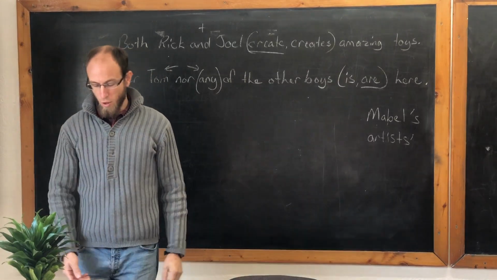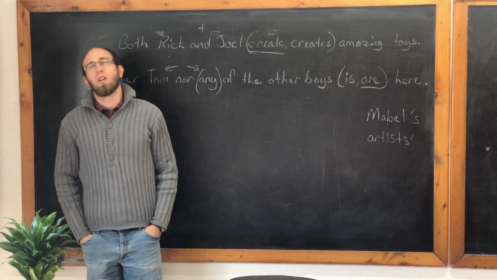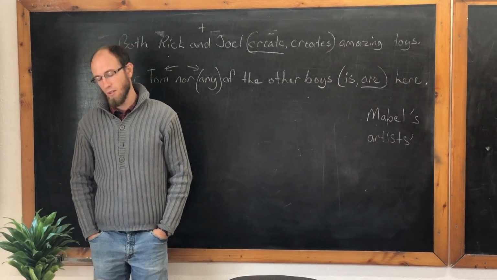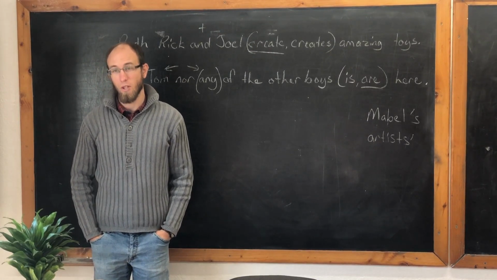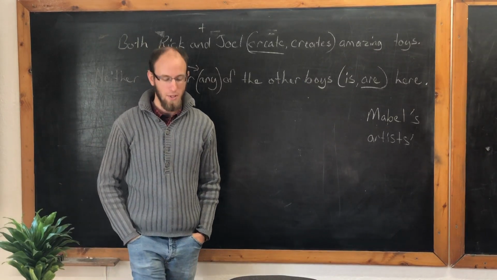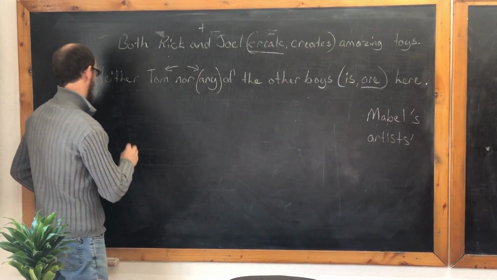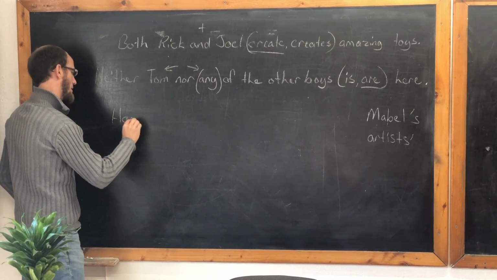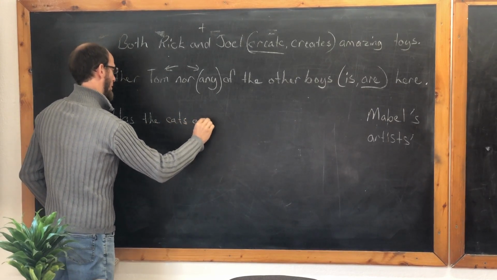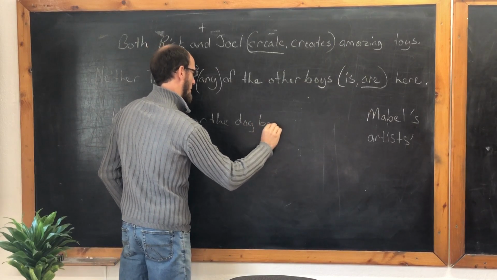Where this gets tricky is with questions. When we say, have you seen, oh no. Have the cats or the dog been here? How do we say that? Have the cats or the dog been here? There we go, has the cats or the dog been here?